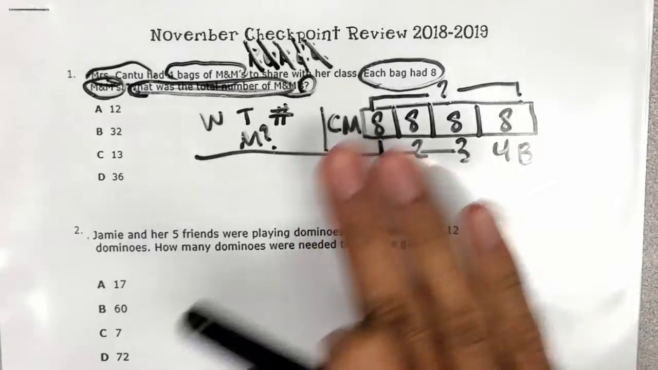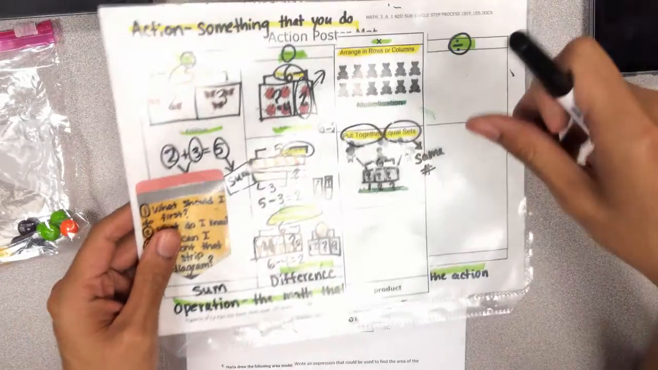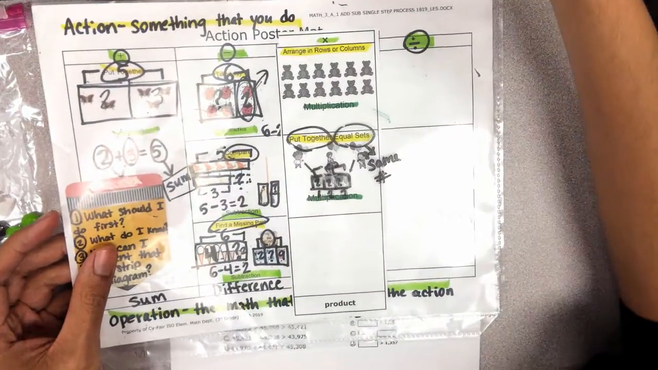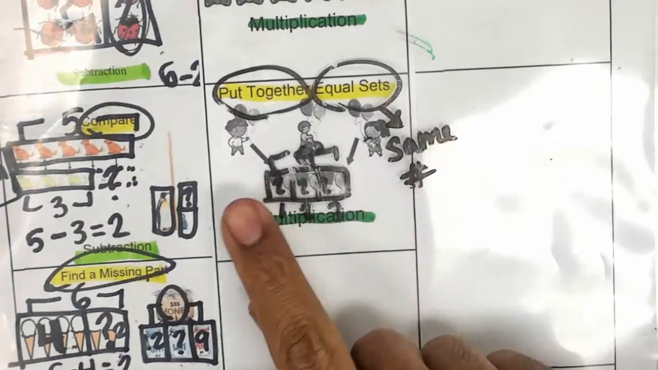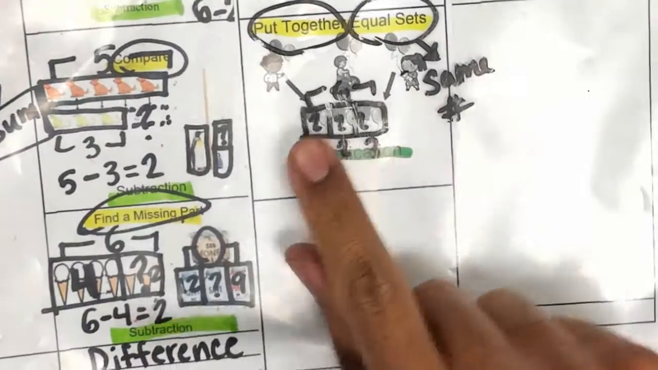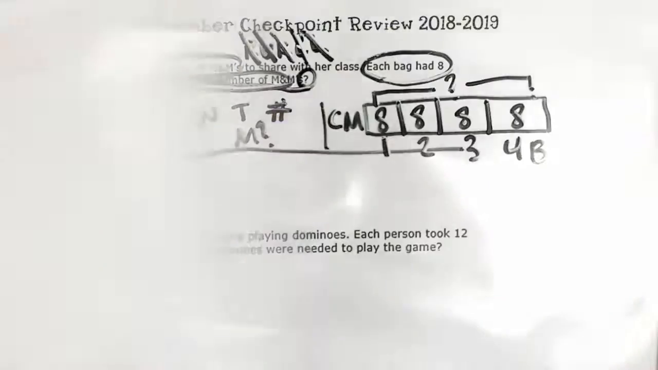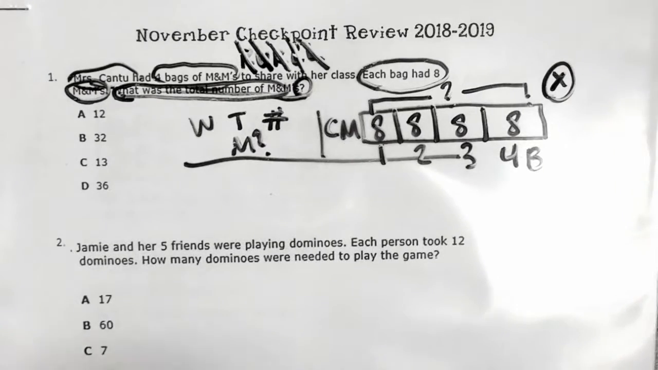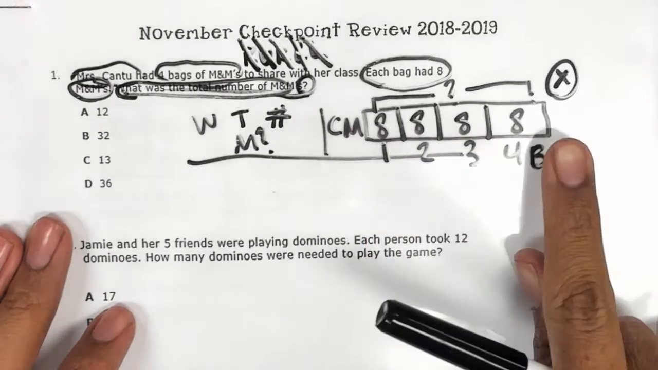So I'm going to use my strip diagram and I'm going to match it up with an action word on my action poster, and I notice that it matches up with put together equal sets because I'm putting together the same number again and again and again. I'm putting together the 8 and the 8 and the 8. And the operation for put together equal sets is multiplication, so I'm going to write my clue off to the side. Something else that can help you remember is look at how many times you see the 8.